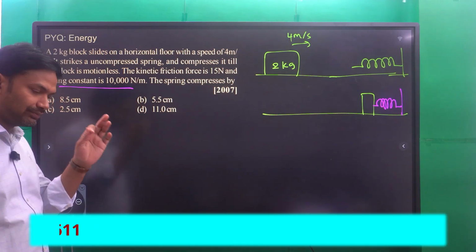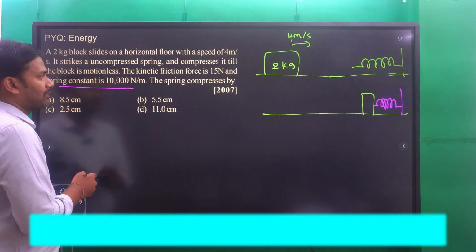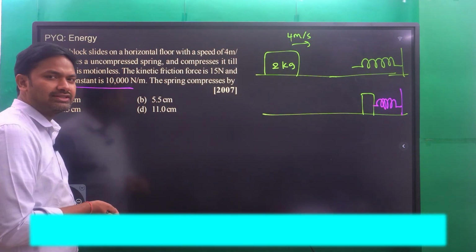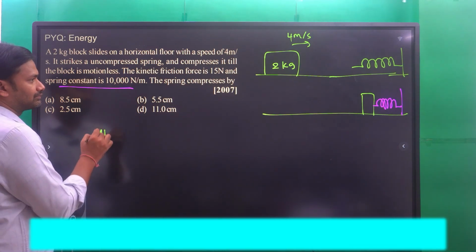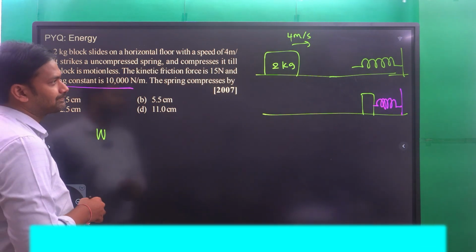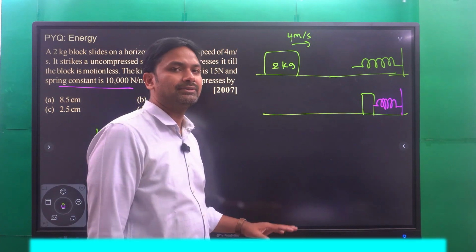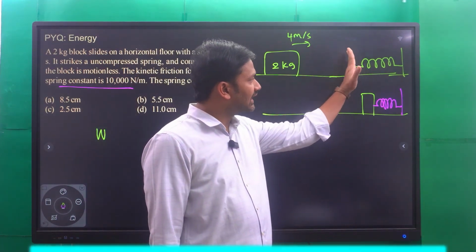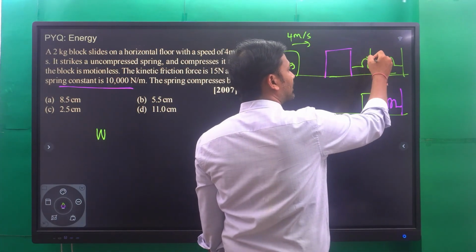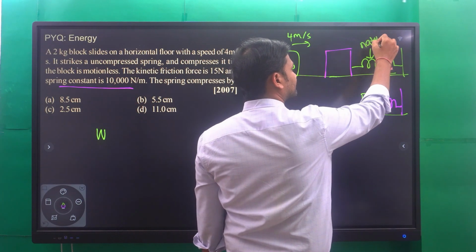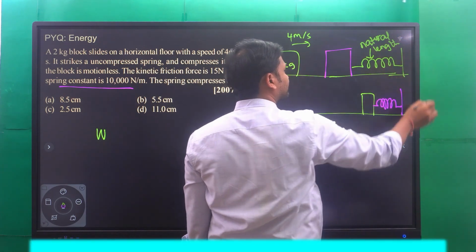Okay, now let us apply the work energy theorem here. The work done by the block. Let us consider the block is exactly right beside this. This is the natural length of the spring when it is not compressed.